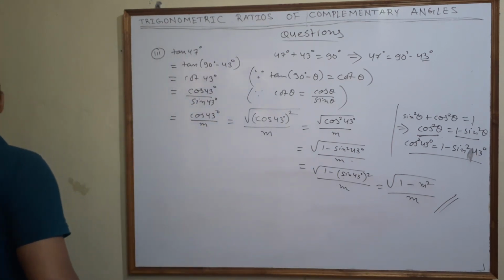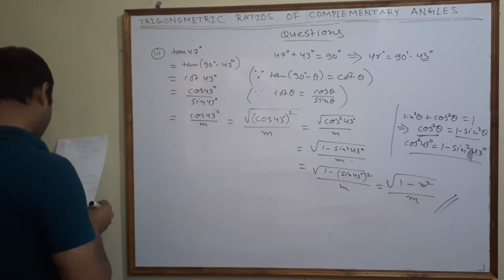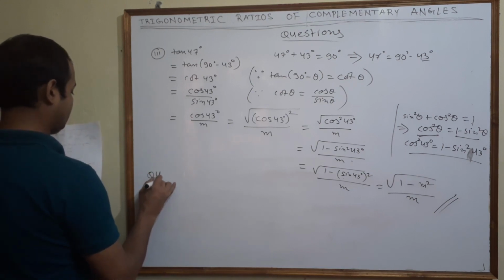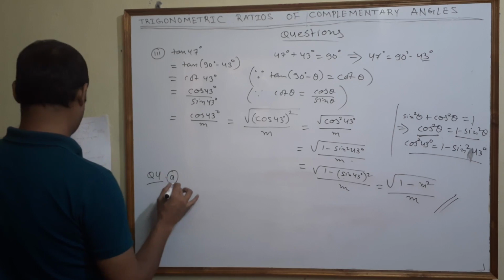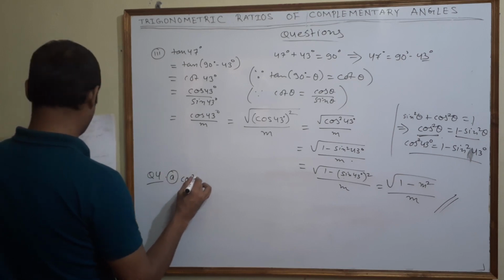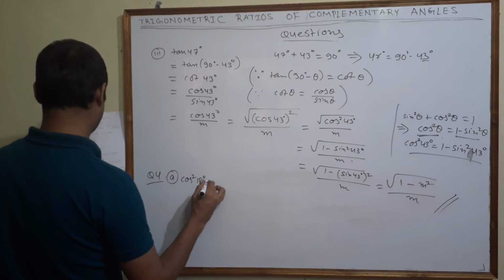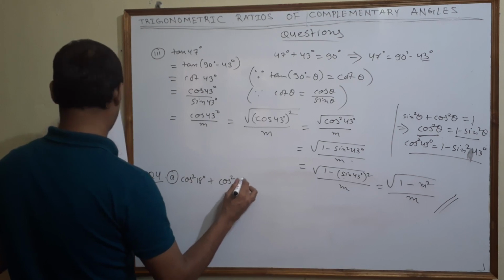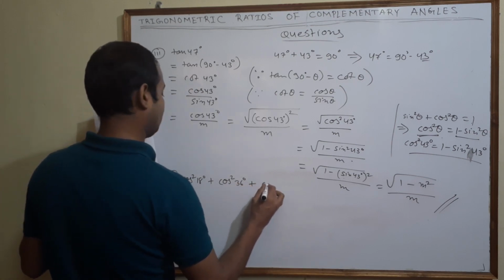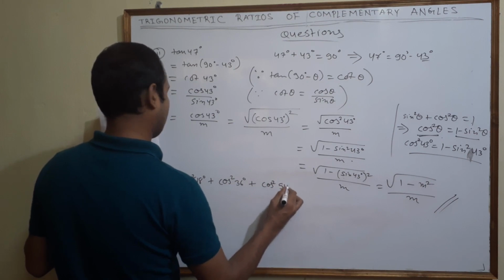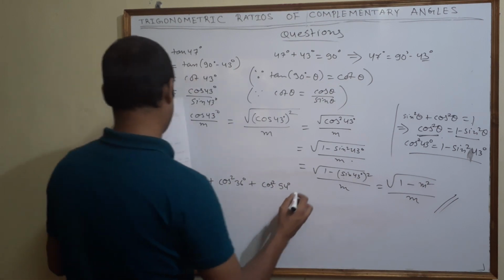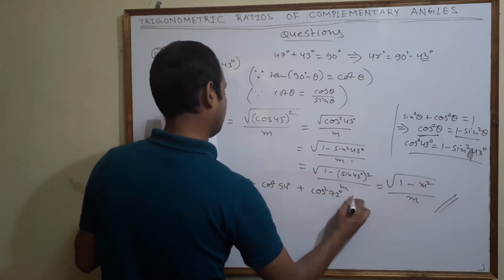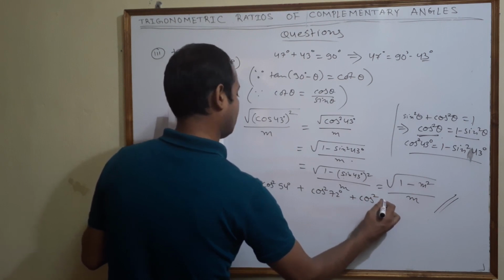Now let us see the next question. The next question is 4a. It is given: cos square 18 degree plus cos square 36 degree plus cos square 54 degree plus cos square 72 degree plus cos square 90 degree.